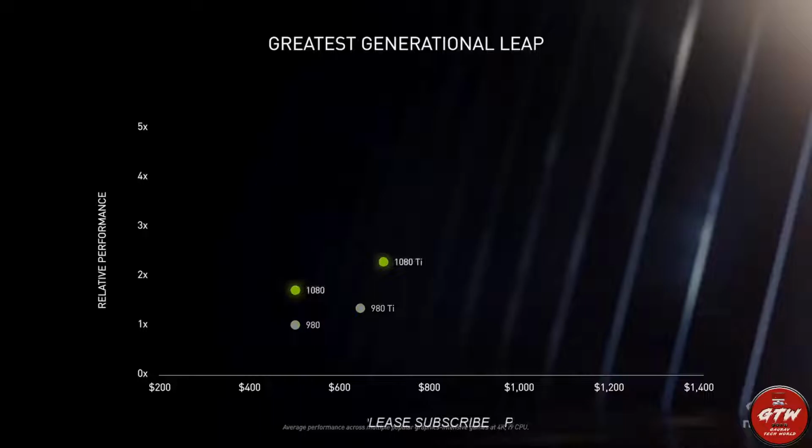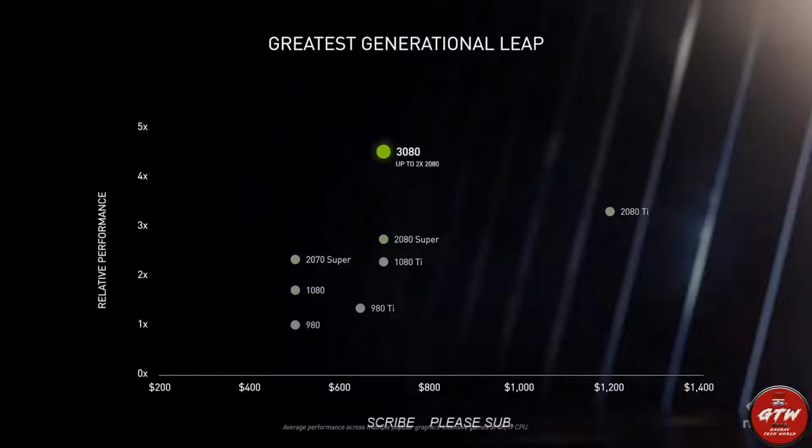The generational leap is ultimately the most important factor of new GPUs. A significant technology advance is needed to inspire content developers to create the next level of content and for the install base to upgrade. Let's see how the 3080 stacks up to previous generation architectures on the latest graphics-intensive games. 3080 is faster than 2080 Ti. 3080 is twice the performance of 2080 at the same price. Ampere is the biggest generational leap we've ever had.